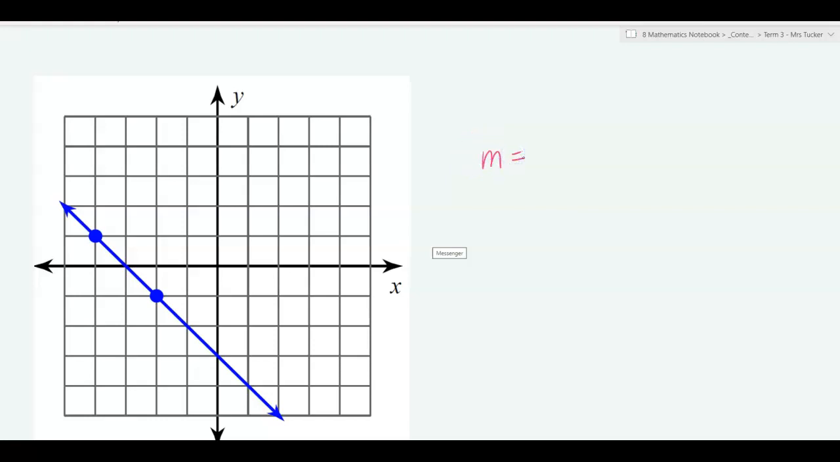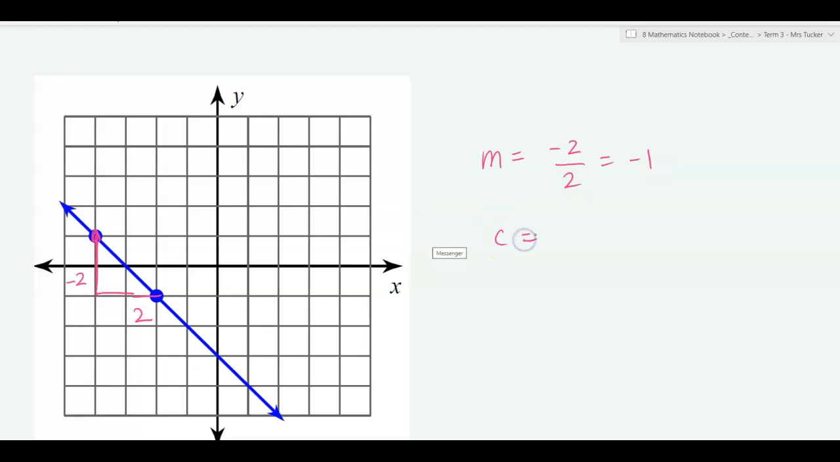M equals... When I look at that graph, I know straight away it can't be a positive slope. I know it can't be positive because it's starting in the top left and it's sliding down, so it's got to be negative. Okay, so if I start here and I rise, I go down 1, 2, so negative 2, and I run 1, 2, positive 2, so negative 2 over positive 2 is negative 1.